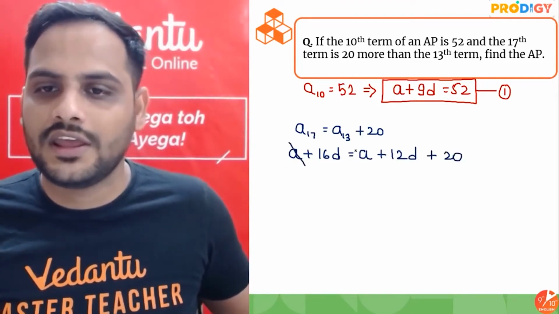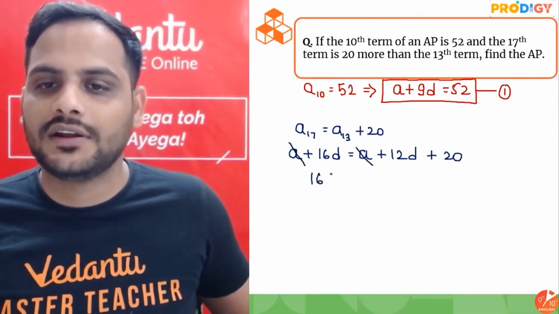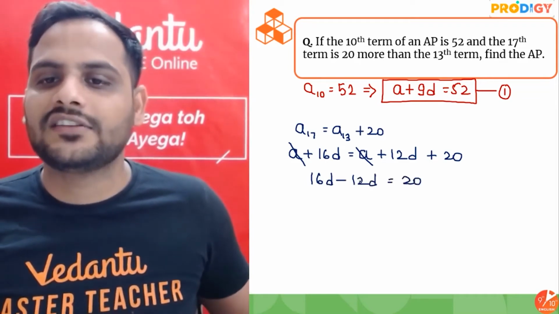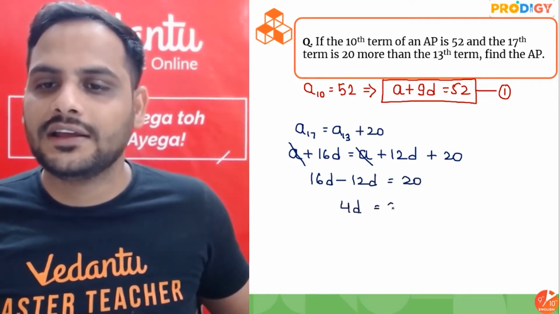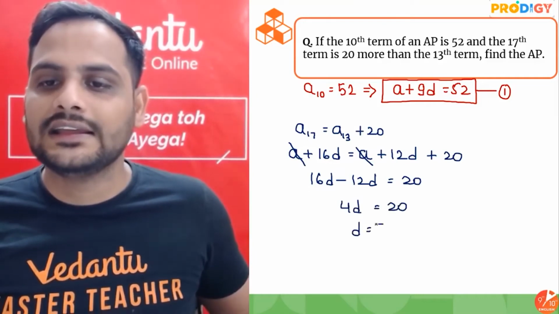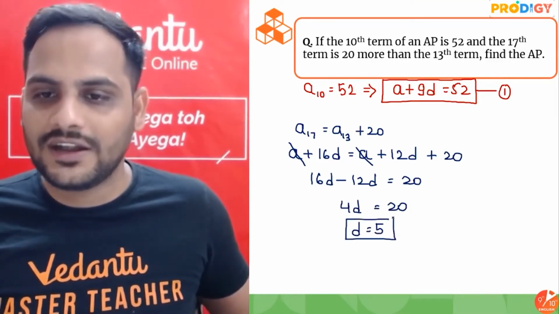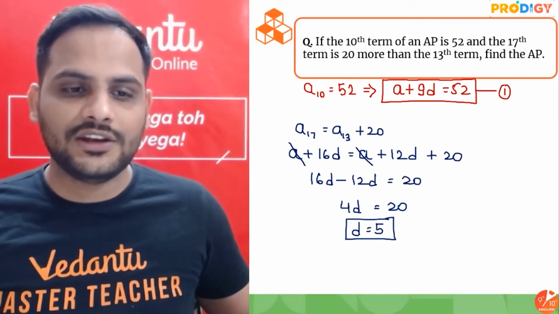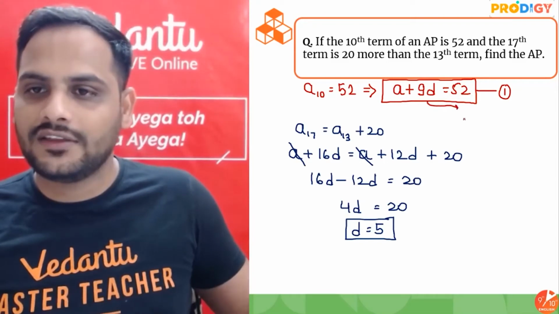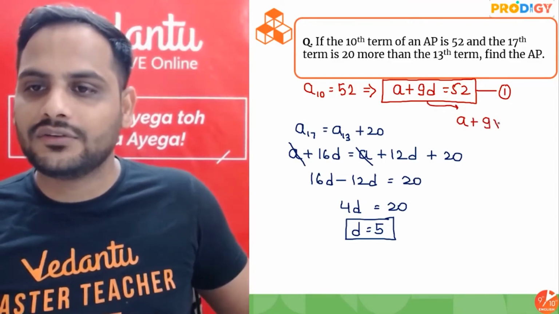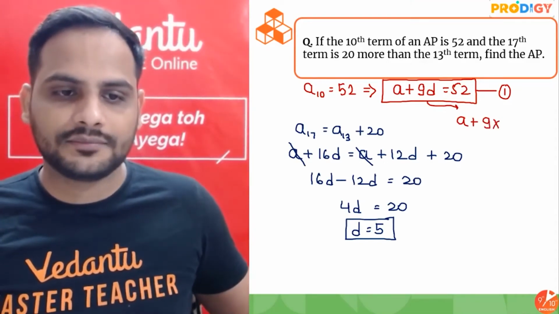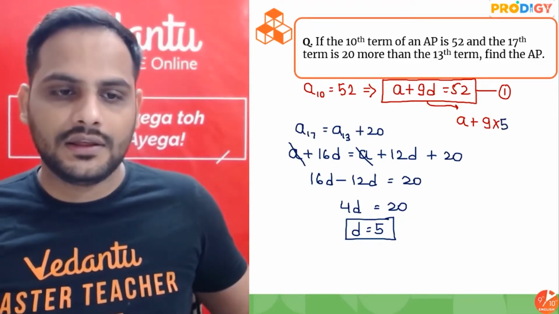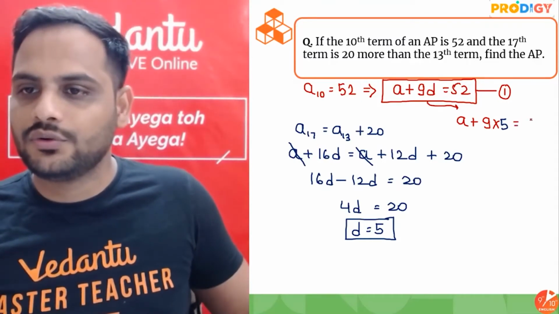Now guys, a and a got cancelled. Shift 12d over there: 16d minus 12d is equal to 20. 16d minus 12d is 4d is equal to 20. So I can say d is equal to 5, 20 by 4. Now once I know d is equal to 5, I can utilize this value in the first equation over here. So I can say a plus 9d. So 9 into d is what, guys? 5. a plus 9d is equal to 52.